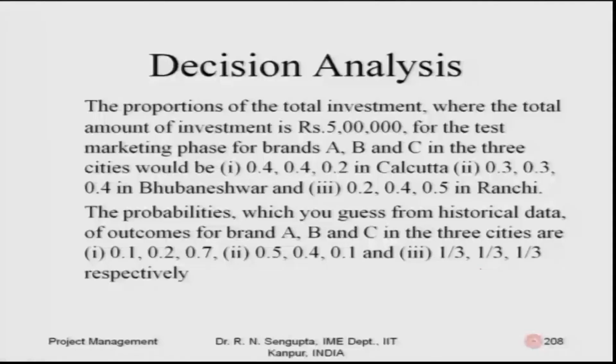So, the proportions of the total investments are given as A, B, C, and the cities are 40%, 40%, 20%. The arms, for example in Calcutta, in Bhubaneswar it is 30, 30, 40, in Ranchi it is 20, 40, 50. The probabilities of the outcome from historical data for A, B cities in the 3 cities are given as 10, 20, 70, second is 50, 40, 10 and third is 1/3, 1/3, 1/3. Based on that we can do the calculations accordingly.